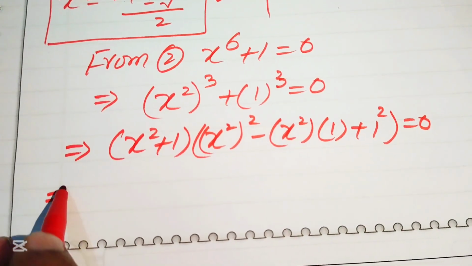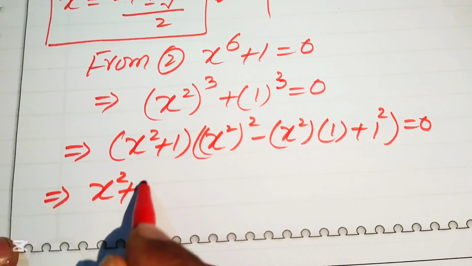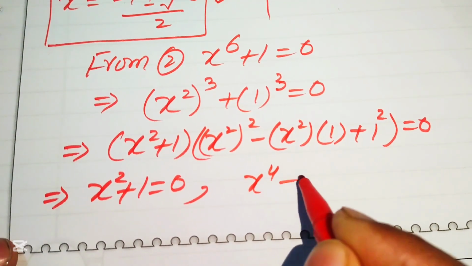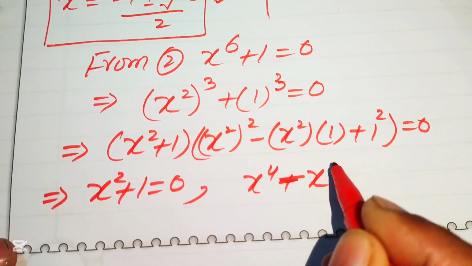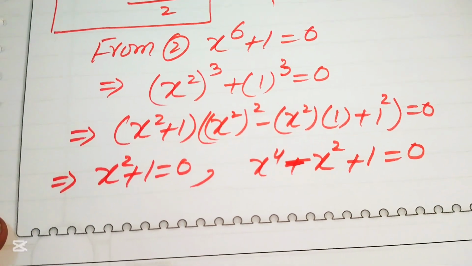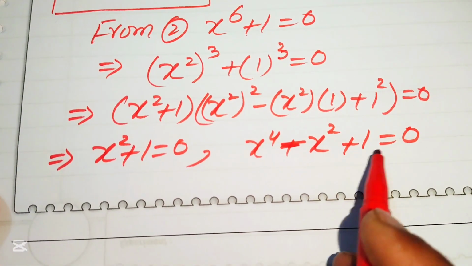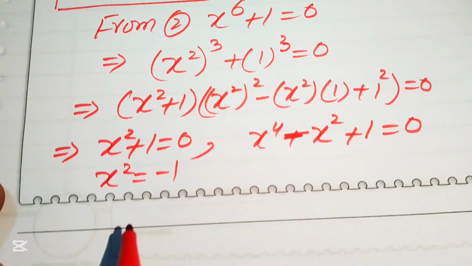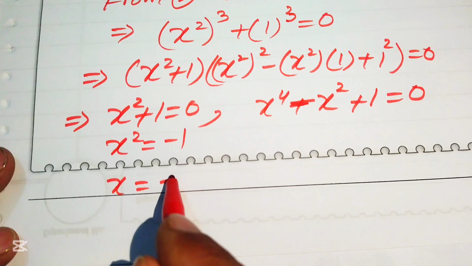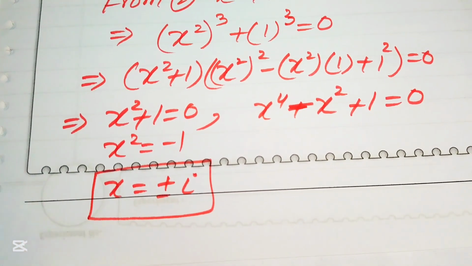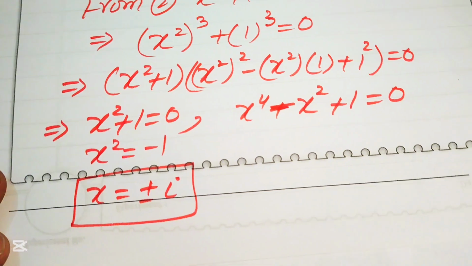So here you get x squared plus 1 equals 0, and in this case we have x to the power of 4 minus x squared plus 1 equals 0, since 1 squared equals 1. Here you easily get x squared equals minus 1, and you get x equals plus minus iota. So these are the two complex roots which we get from the second case.